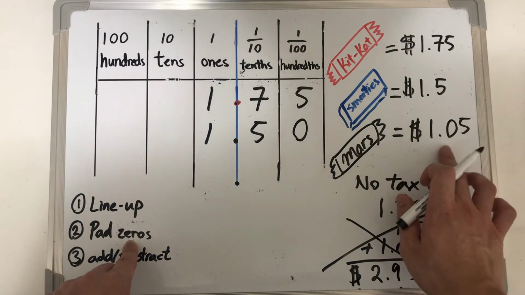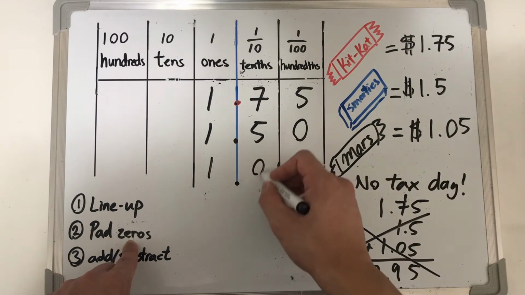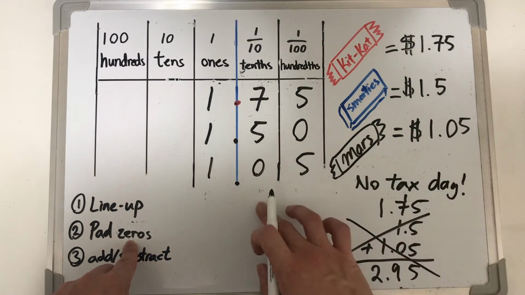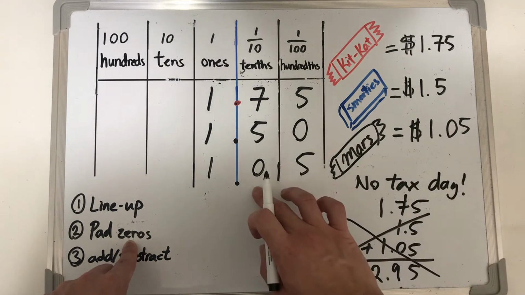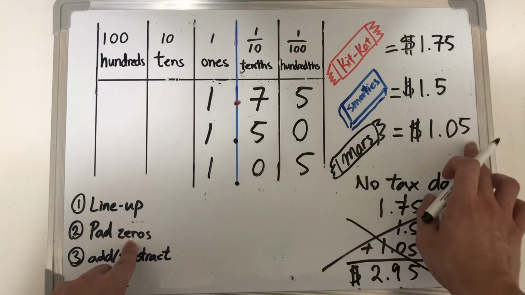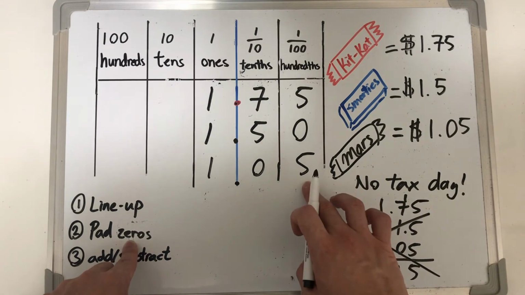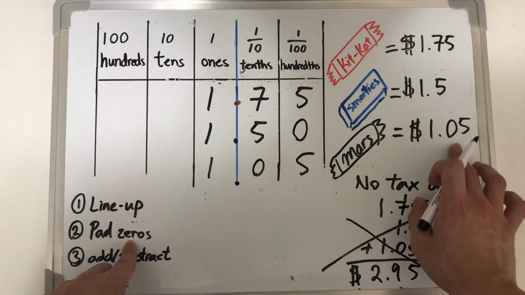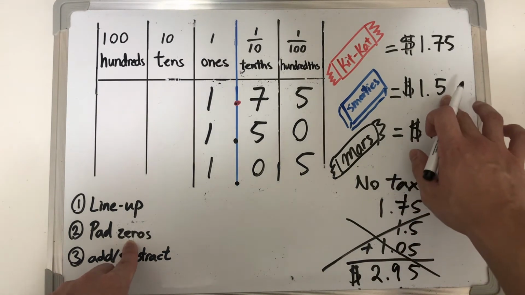Then we're going to take a look at our Mars bar, which is $1.05. Notice the difference here. If we have a 0 in the tenths column, that means the 5 has to be in the hundredths column. So that means this is $1.05, but this is $1.50.